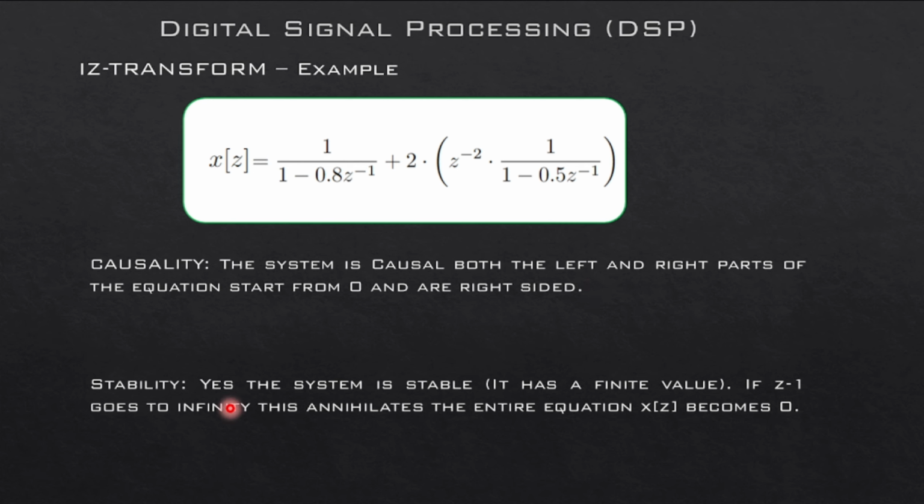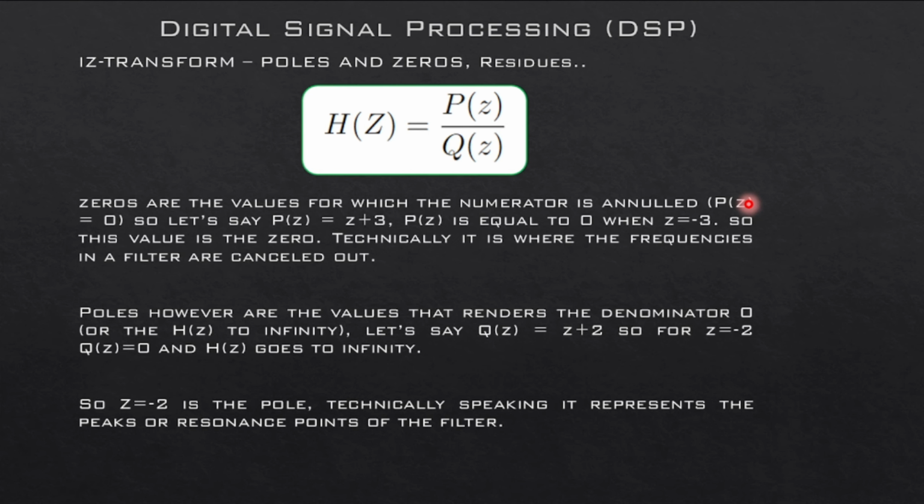And yes, for stability, the system is stable. It has a finite value. If z to the power minus 1 goes to infinity, this annihilates the entire equation. X(z) becomes 0, okay? For z to the power minus 1 going to infinity, the system becomes 0, so it's finite, correct? Actually, we usually solve it for z, not z to the power minus 1. It's almost the same. So let's talk about poles and zeros, which are what we call the residues.